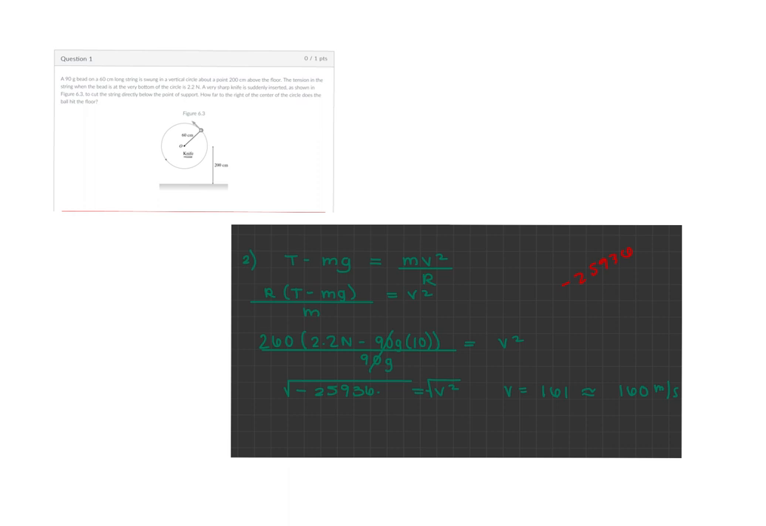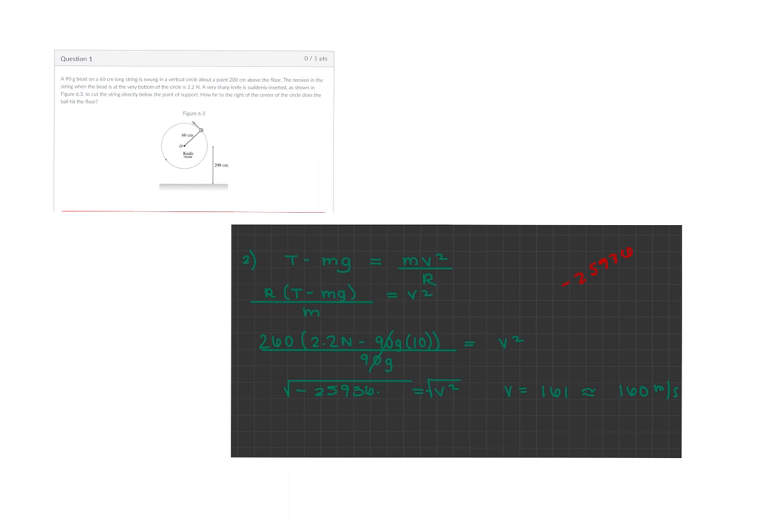So to simplify it, to find the velocity, the equation is r times (T minus mg) equals v squared over m. Now, the radius is going to be the height plus whatever the radius of the circle is, which is 260, times 2.2 N, which is our given tension, minus 90, which is our mass, times 10, which is gravity, over 90, and that equals v squared.